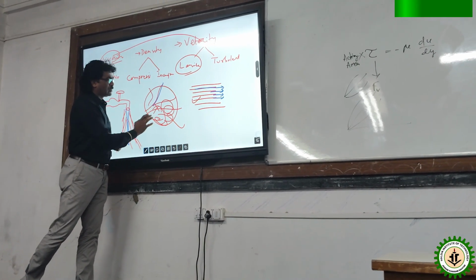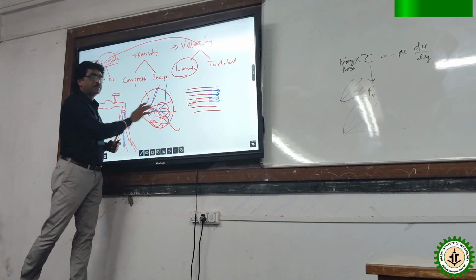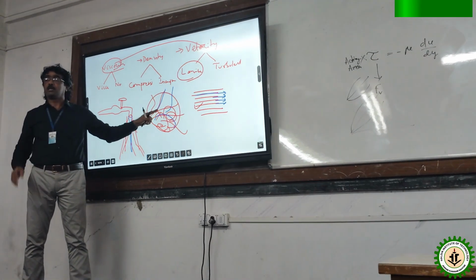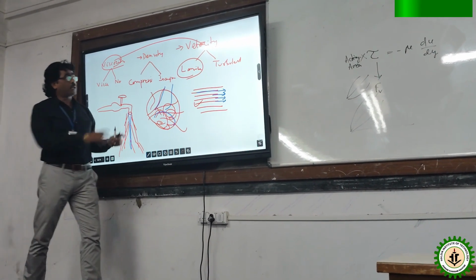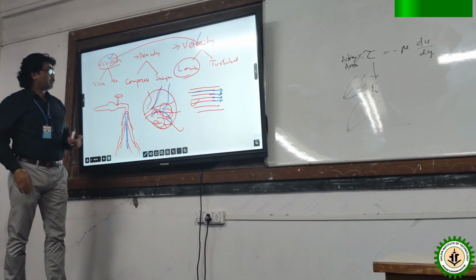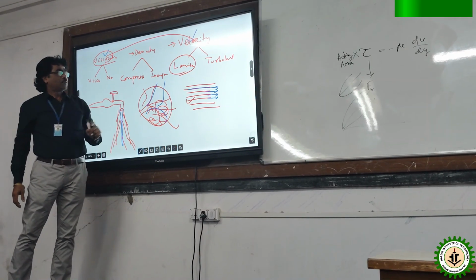If one layer is going this way, another layer is going that way, these are haphazard. Viscosity is not coordinated in this way. That's why we call it turbulent. We are classifying flow either by velocity or viscosity. Okay, viscosity, density, these two parameters.